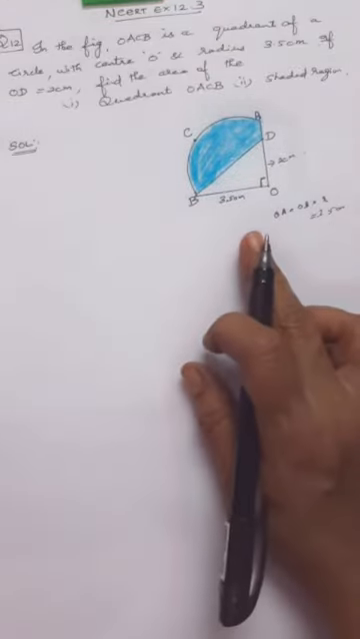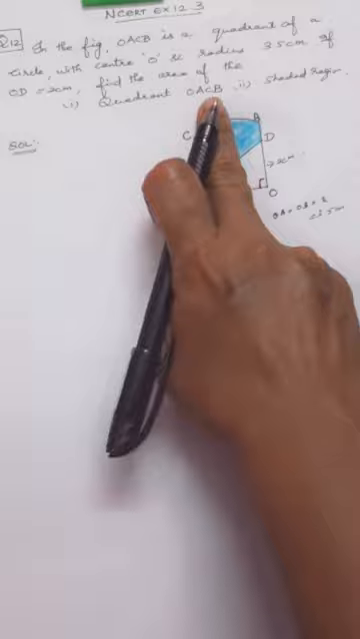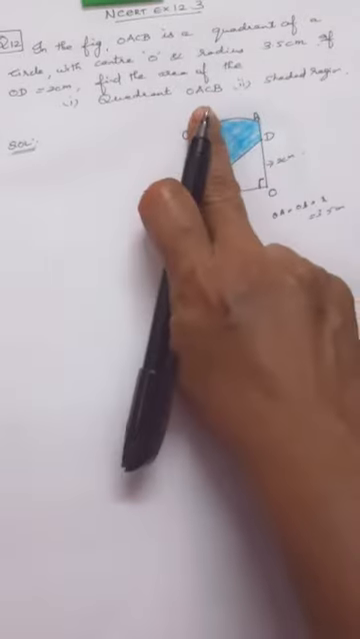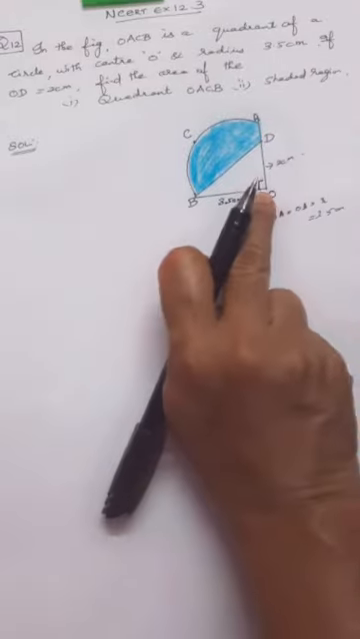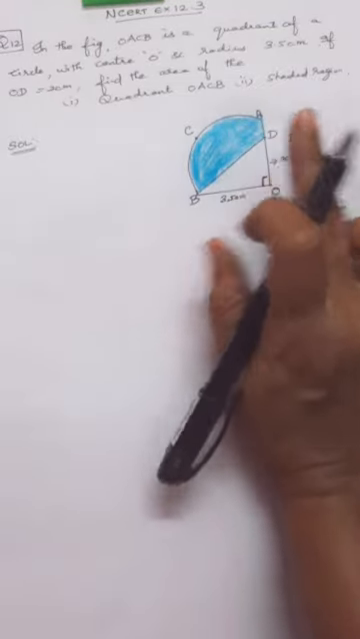Okay. Now, quadrant OACB is a direct question. You all know what is the area of the quadrant. That is theta by 360 pi r square, 90 degree you can put, or otherwise pi r square divided by 4, because a quadrant means 1/4 part of the circle. So 1 by 4 pi r square, that will be the formula.